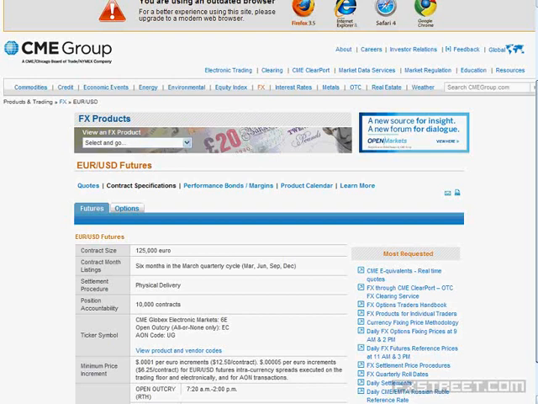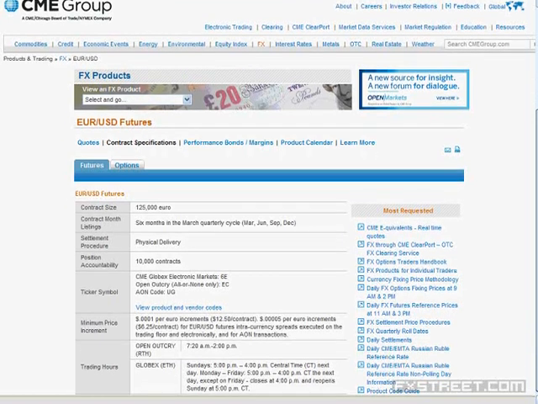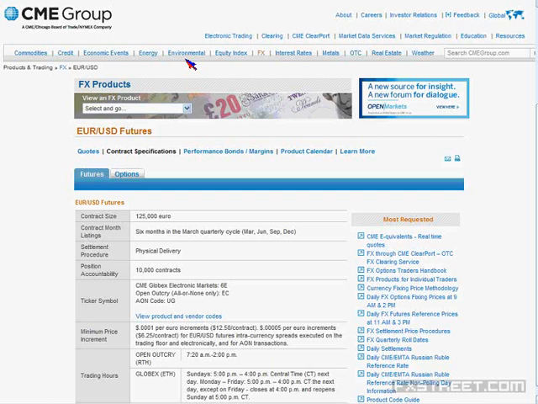But back to this page right here, so you can see this contract size, 125,000 euros. That's a big, big number. To trade one of those, which equals 125,000 euros, the margin you need in your account to do it is very small. It's less than $5,000, I believe. I have to look and see exactly. Very low.